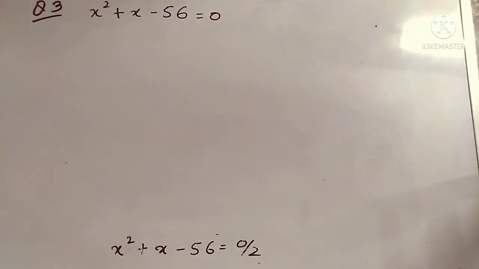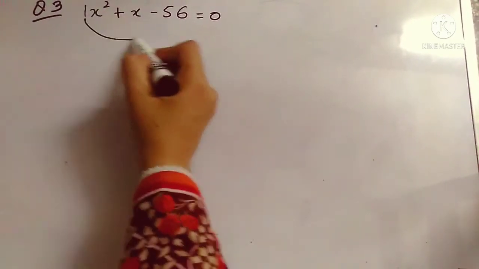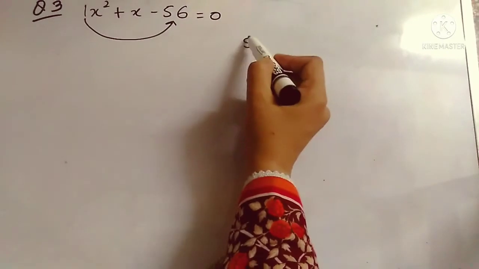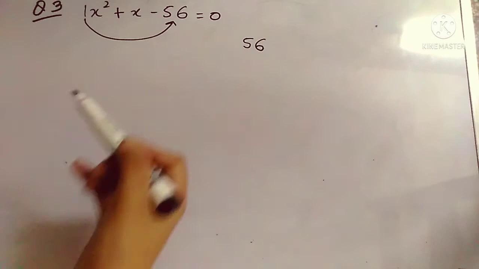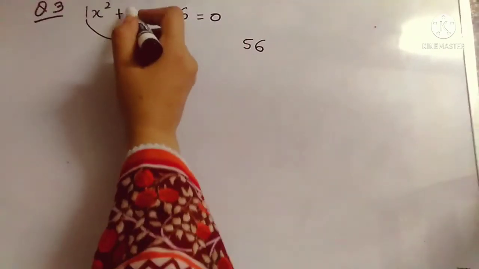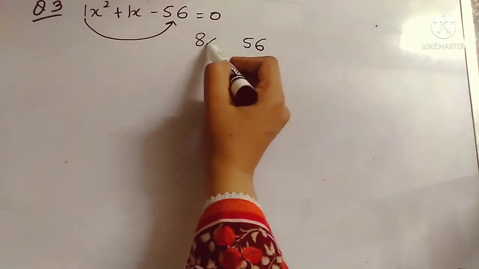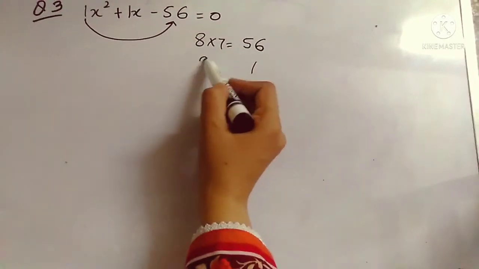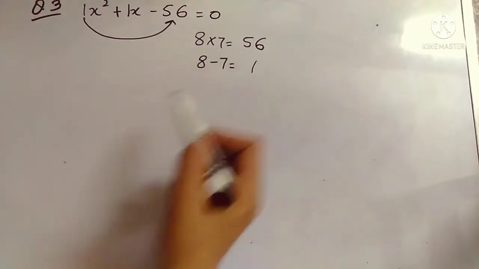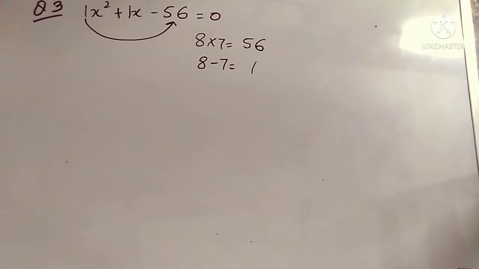Now you have to choose two factors. Now we can factorize it. What you need to do is multiply the first and the last number. When you multiply 56 and 1, you will get 56, since the coefficient is 1. Now you have to choose two factors that, when you multiply, give 56, and when you add or subtract, give the mid coefficient, which is 1. So you can see that the factors are 8 and 7. 8 times 7 is 56, and when you subtract 7 from 8, you get 1. So it means that the factors are 8 and 7.